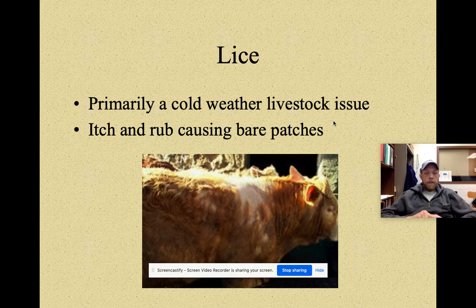Lice. I put lice into our notes because we see it a lot in livestock, especially coming out of this time of year, going into the colder months, December, January, February, parts of March. Cattle will start to rub when they have lice, and it spreads very, very fast. It's a contact parasite. So they'll itch, they'll rub, and they'll itch so much that they'll get bare spots.